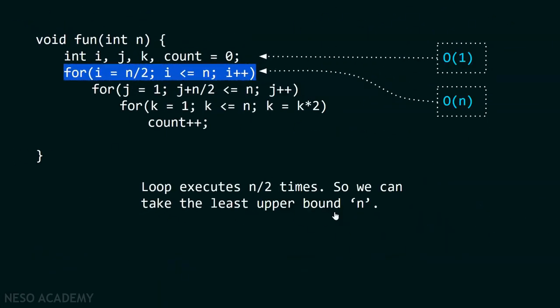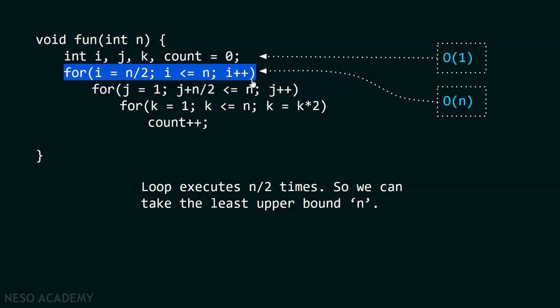I can take the least upper bound as n without any problem. Loop executes n by 2 plus 1, which can be thought of as n by 2 times only, because plus 1, if we don't consider it, then it will not cause any problem. We can take the least upper bound as n without any problem. So this loop is actually running n times.